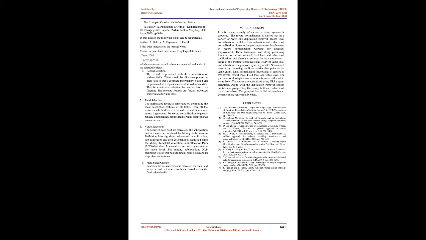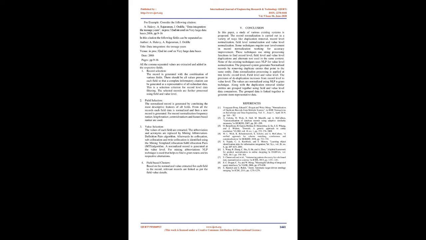2. Field selection. The normalized record is generated by combining the most descriptive features of all fields. From all the records, each field's data is normalized and then a new record is generated. For record normalization, frequency ranker, length ranker, centroid rankers and feature-based ranker are used.